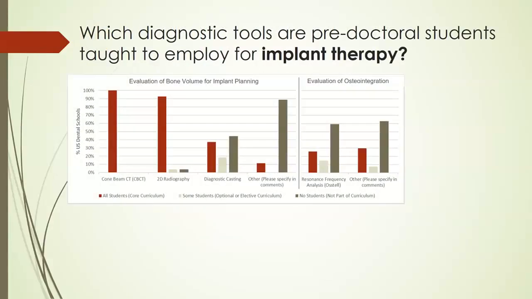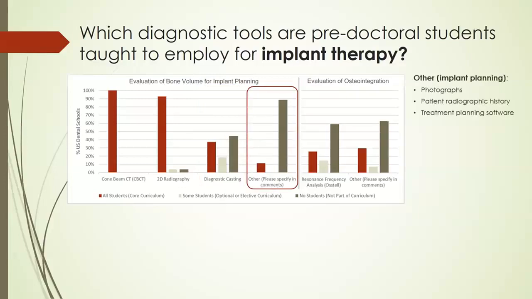When asked which diagnostic tools students are taught for implant therapy, 26 of 27 respondents reported using a combination of cone beam CT and 2D radiography to evaluate bone volume for implant planning, and one school uses only CBCT. In addition, when core and elective curricula are taken together, 56% of schools teach the use of diagnostic casts for implant placement planning.